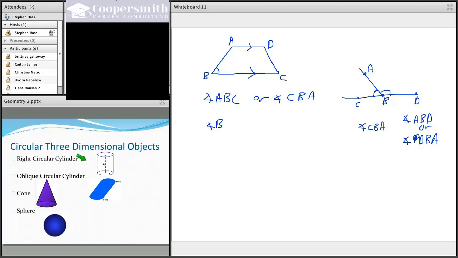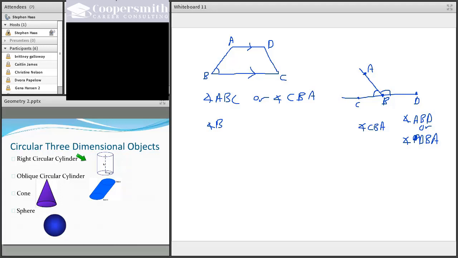Look at the cylinder. What does the cylinder remind you of? The right circular cylinder here has essentially a circle with a height. A circle is a 2-dimensional object, so if you take the circle and you kind of stretch it out and give it some height, now it becomes a cylinder.